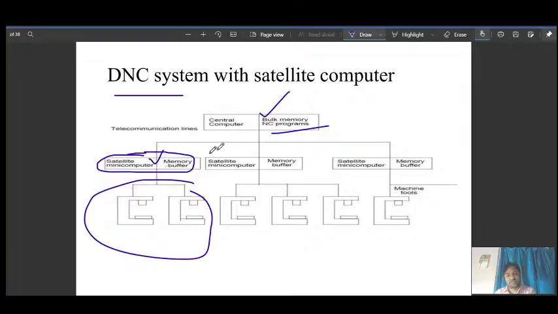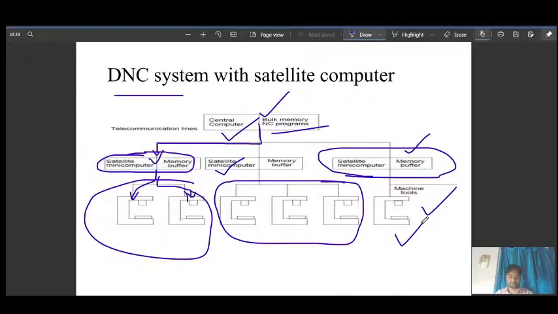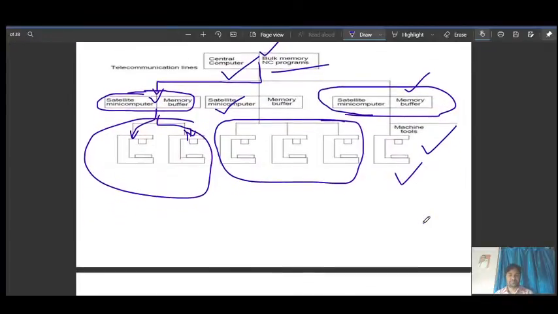So data can be sent and it will be stored here, and then from here the data will be sent for the production of the machine, or information can be accessed from these two machines. So as you can see, a large number of CNC machines are involved. Sometimes we need a satellite computer or satellite mini computer, as you can see here. So we have inserted a mini computer or storage point in between the central computer and the machine tool. I hope it is clear.